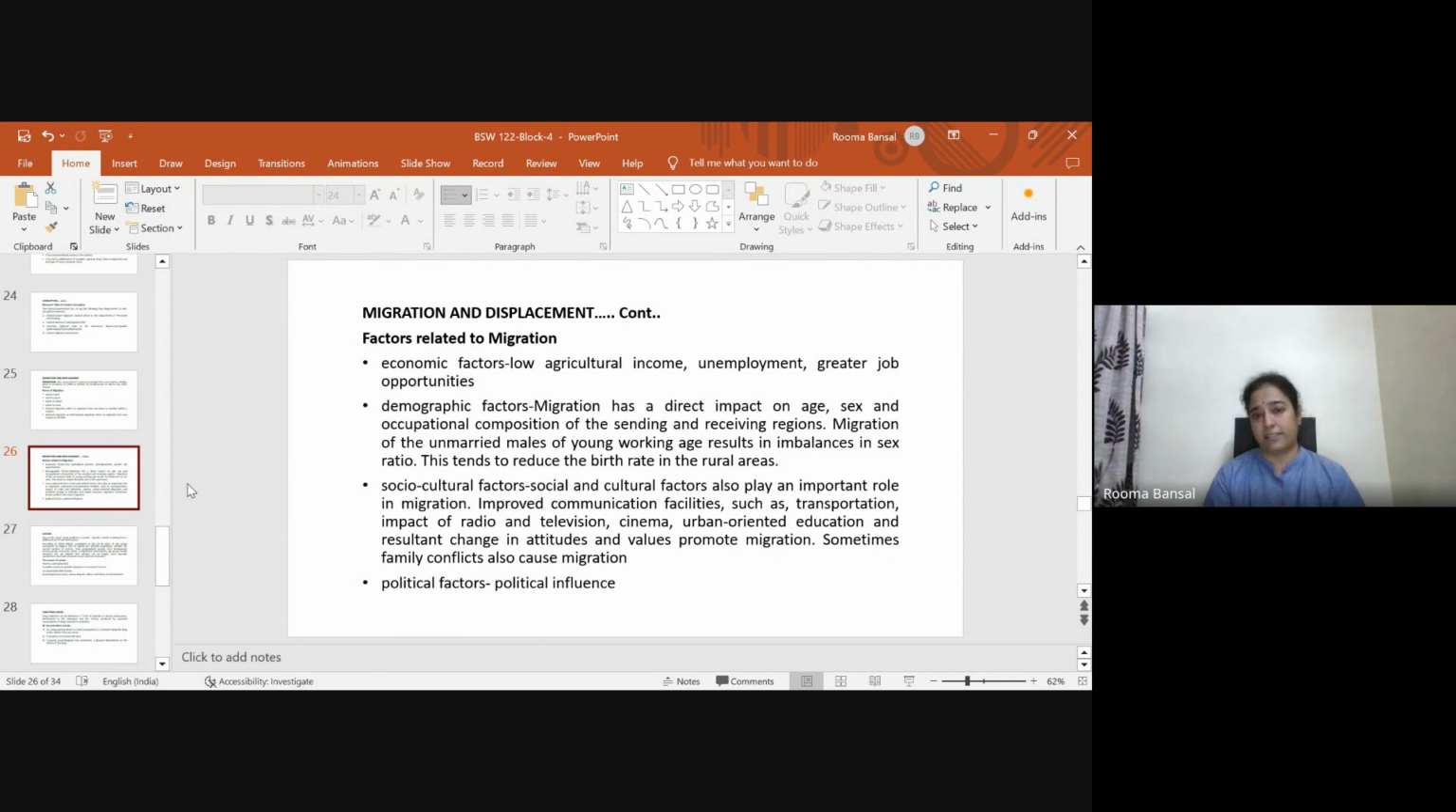Next point is socio-cultural factors. Social and cultural factors also play an important role in migration. Improved communication facilities such as transportation, the impact of radio, television and cinema, urban-oriented education, and the resultant change in attitudes and values promoted migration. Sometimes family conflicts also cause migration. When we discuss socio-cultural factors, if we take the example of educational institutes, we do not have good educational institutes in rural areas. Now, what happened? People of rural areas start sending their children to big cities or urban areas to get educated, or to get higher education or professional education.